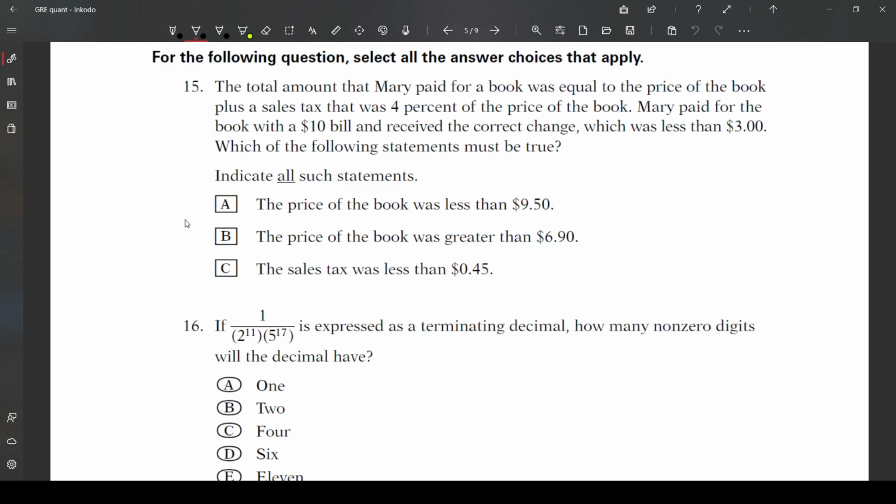For the following question, with the square boxes, you have to choose all that apply. Okay, so Mary paid for a book. So she paid 1.04 times the price of the book. So this is B plus 0.04 B.